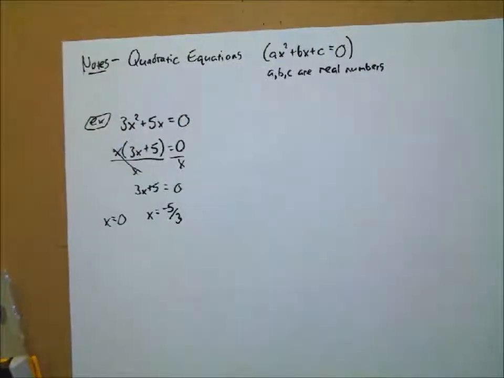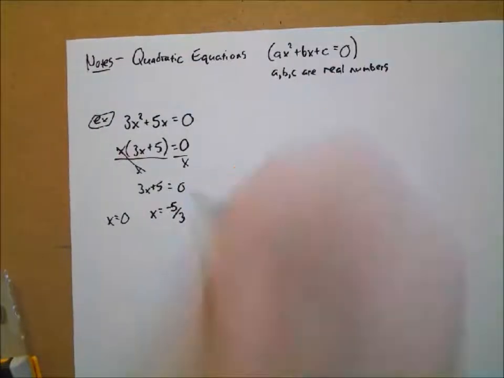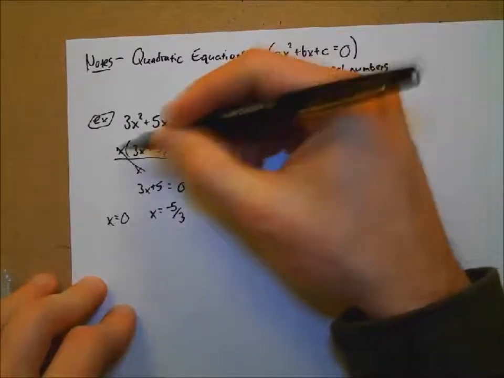How come we only had one solution here, though? Yeah, Megan? Because you divided out the x. Right, we divided out the x. So could we divide both sides by x here? Absolutely, you can do that. It's not incorrect. But it's not going to be helpful. In this case, we lose a solution here.